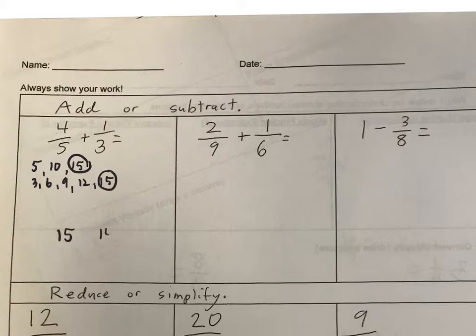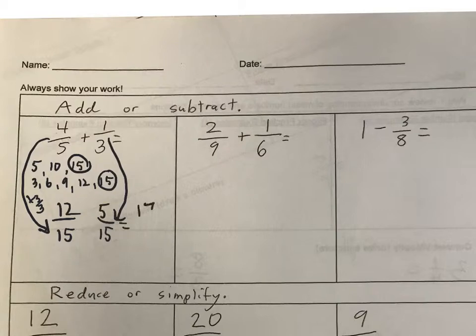So can I convert 4/5 to 15ths? Well, think about times 3/3, and then I'm going to have 12 15ths. And over here, 3 times what gives me 15? 5, so this is 5/5. So the answer is going to be 17 15ths, which you can probably change to a mixed number because you know how to do that already.